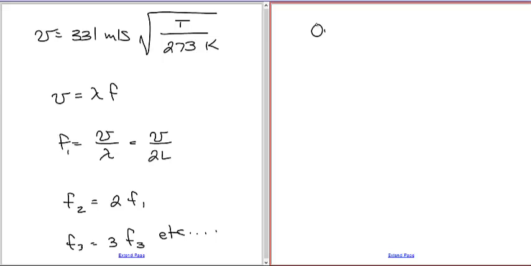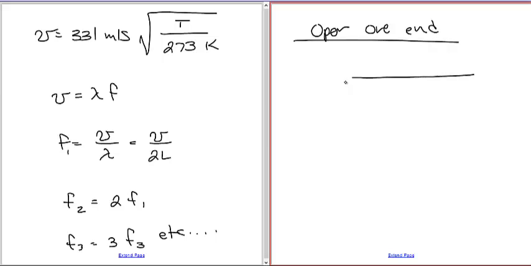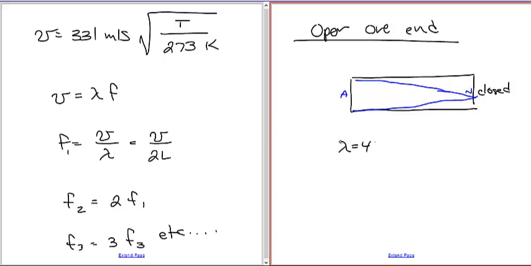Now, open at one end. In that case, it looks the same, but I'm going to emphasize this end's closed. Because it's closed, you can't have any movement of air, and therefore this is a node and this is an antinode. So it looks more like that. And so in that case, the fundamental frequency is such that lambda is 4 times L, because you're going to have to go through here, then up here, and then down.